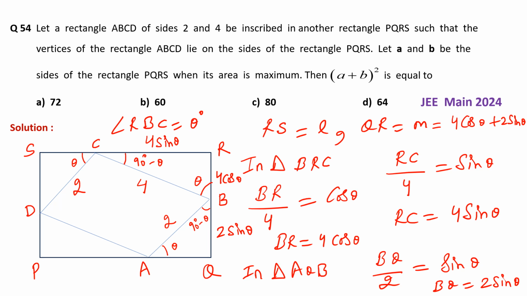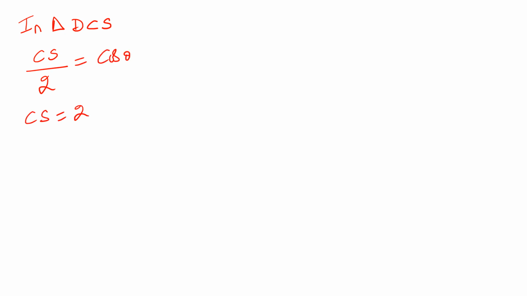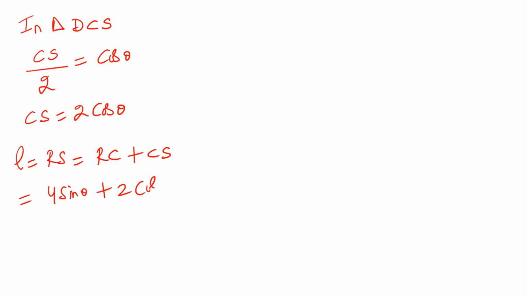Now we move further. We will consider triangle DCS. In triangle DCS, if we use trigonometry, we can write CS upon DC, and DC is 2, equal to cos theta. So from here we get CS equal to 2 cos theta. Now L is equal to RS and RS is RC plus CS. So the value of L becomes 4 sin theta plus 2 cos theta.